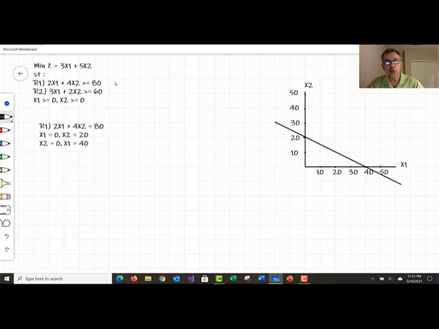The easiest point to test would be the origin, 0 and 0. If I substitute 0 for x1 and 0 for x2, that is obviously not greater than 80. Therefore, the lower part is infeasible and the upper part constitutes the feasible region. So we draw a little arrow like that, and I'm going to label this line as R1.